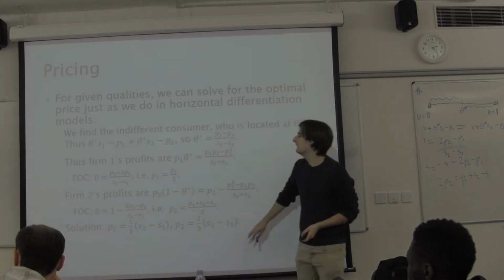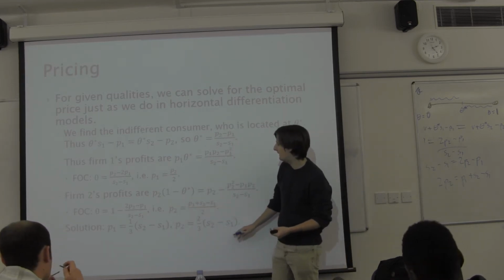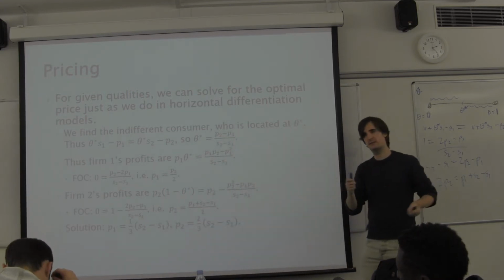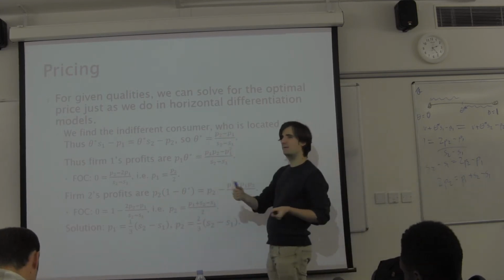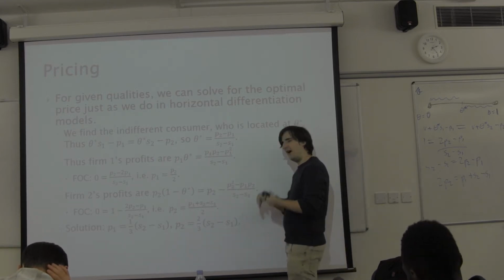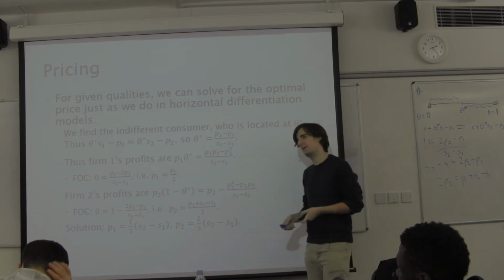So these are the equilibrium prices in this game. And just as I was saying, the prices are increasing in the difference between the two firms. The more different these firms are, the higher the market power each of them gets, because they're each going to be serving a particular bit of the market.